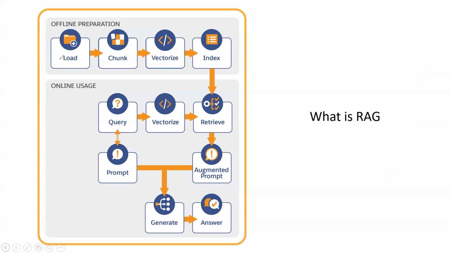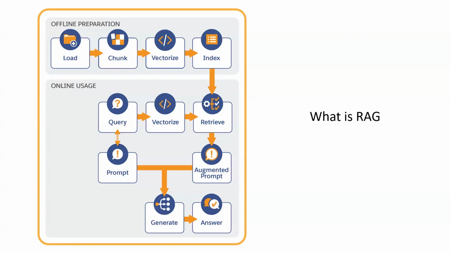So if you see here, we have two parts: the offline preparation and the online usage. We first need to load the data within the Agentforce data library, which goes through a series of processes at the backend of Data Cloud, where it goes through vectorization, chunking, and indexing. Once everything is done, we have set up the offline preparation so that the data is available to use within the agents.